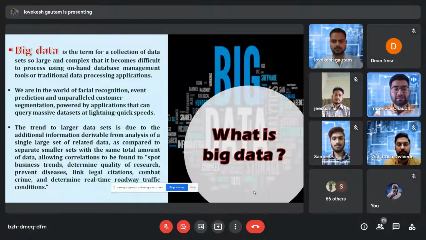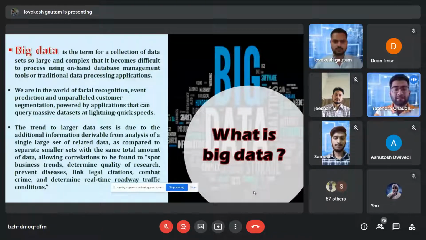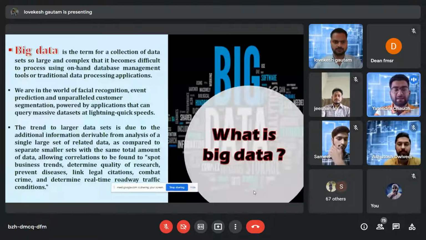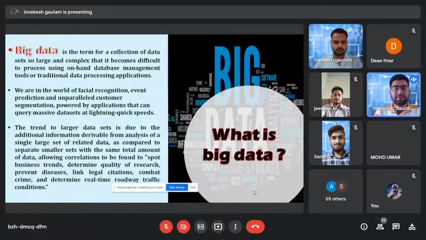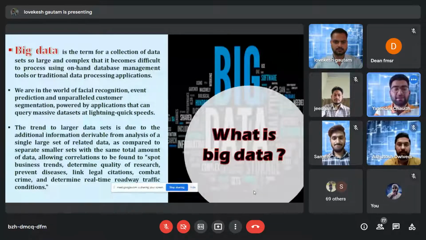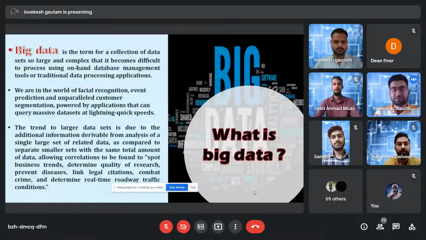The trend to larger data sets is due to the additional information derivable from analysis of a single large set of related data, as compared to separate smaller sets with the same total amount of data, allowing correlations to be found, like to spot business trends, determine quality of research, prevent diseases, link legal citations, combat crime, and determine real-time roadway traffic conditions. And now up to Ashutosh, who will discuss further.